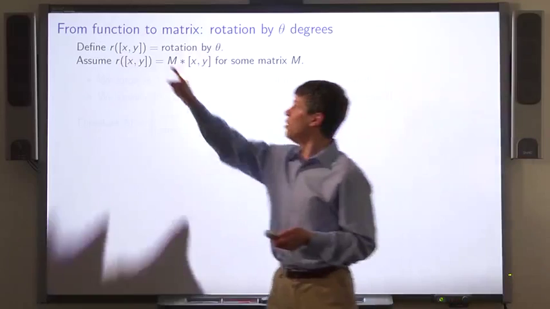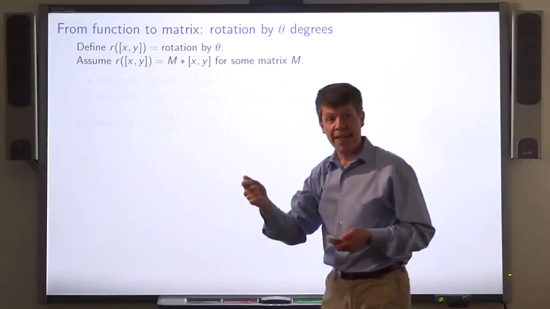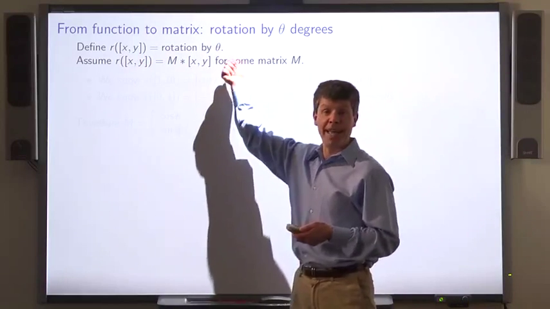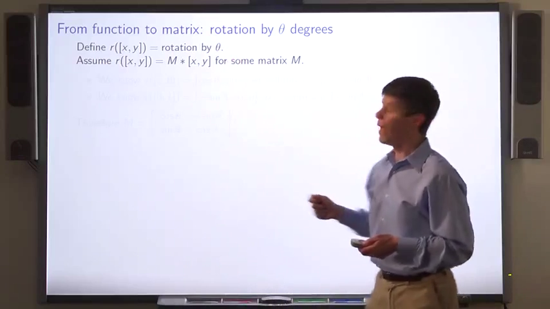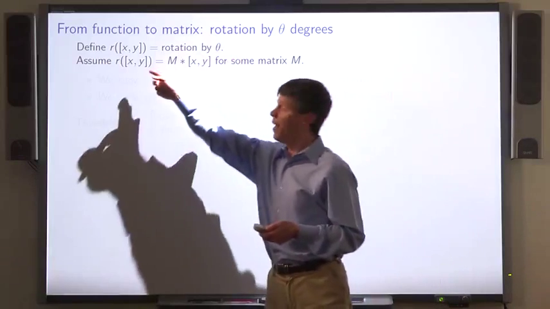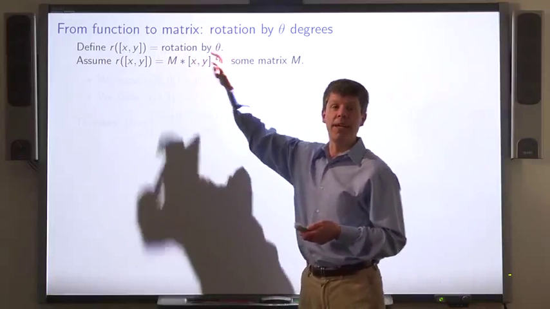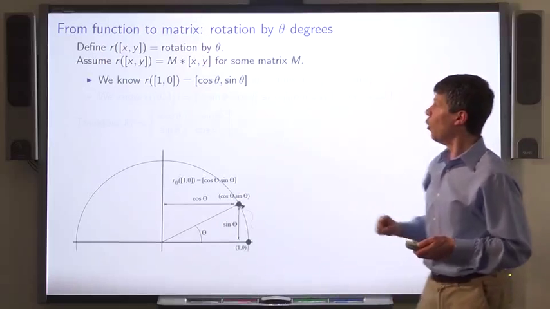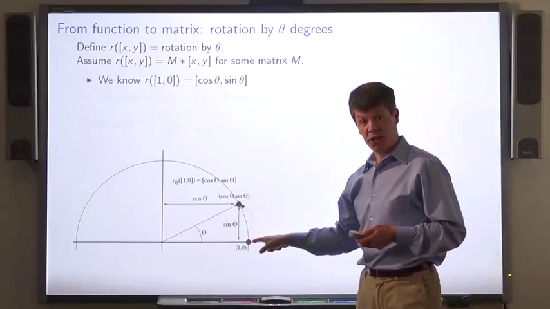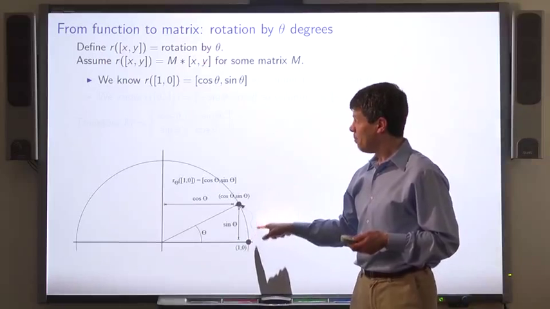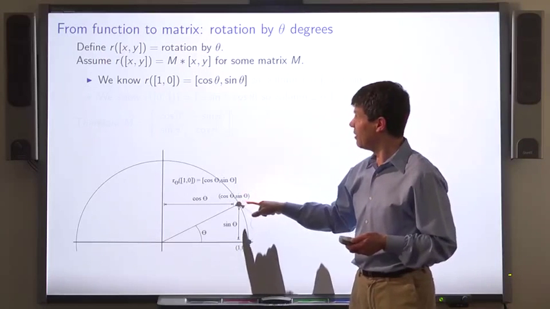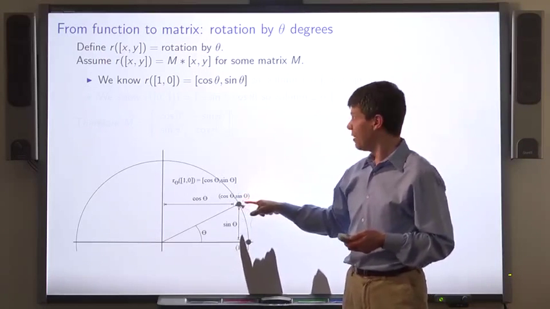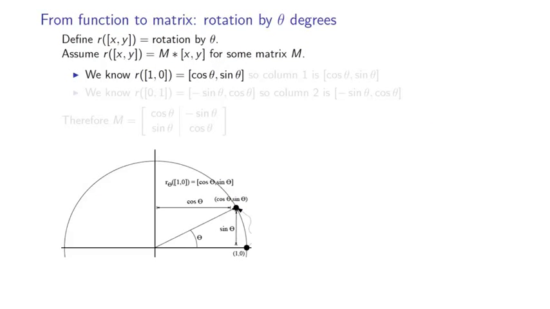This time we define R to take a point x, y and rotate it by an angle of theta. And we assume, as before, that the function is defined by matrix vector multiplication for some matrix M. Now, we know that rotating the first standard generator 1, 0 by an angle of theta should give us the point cos theta, sine theta. So column 1 of the matrix M should be cos theta, sine theta.